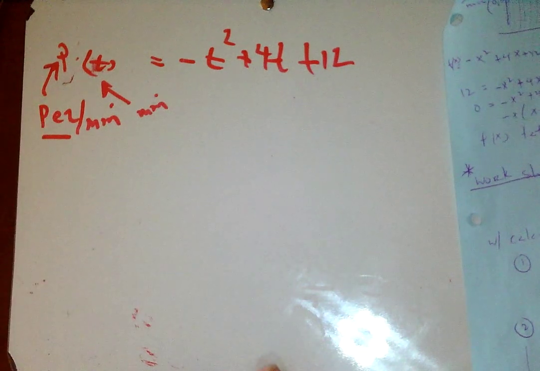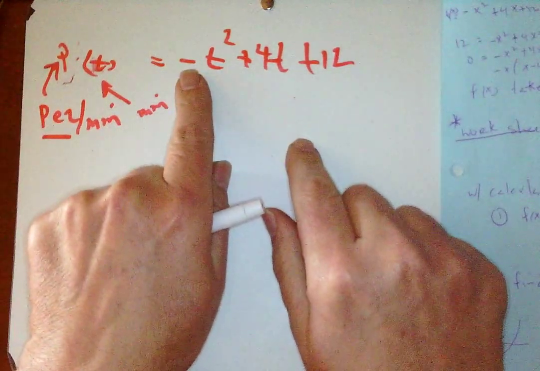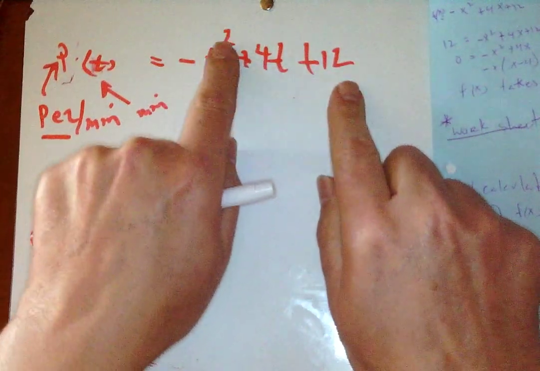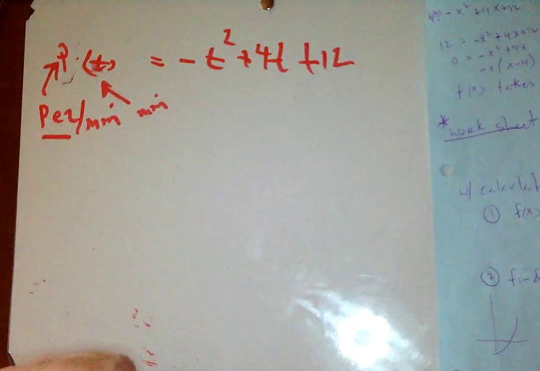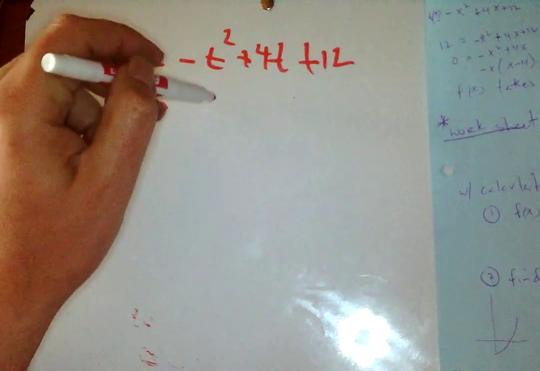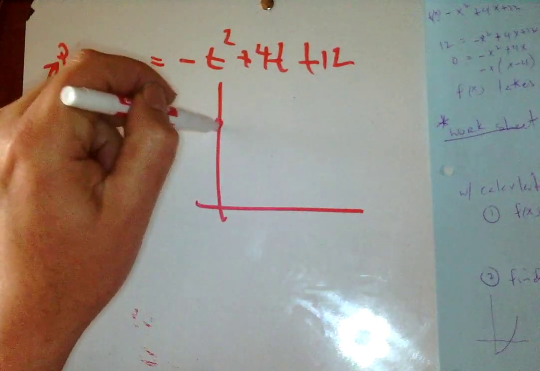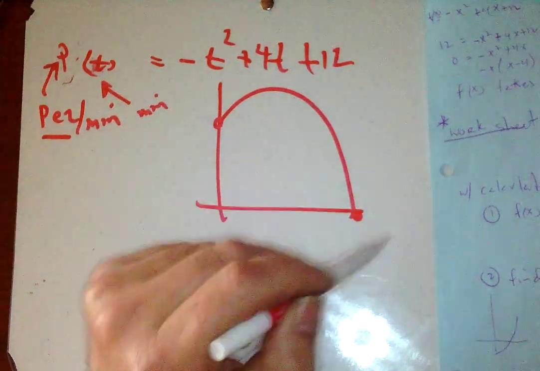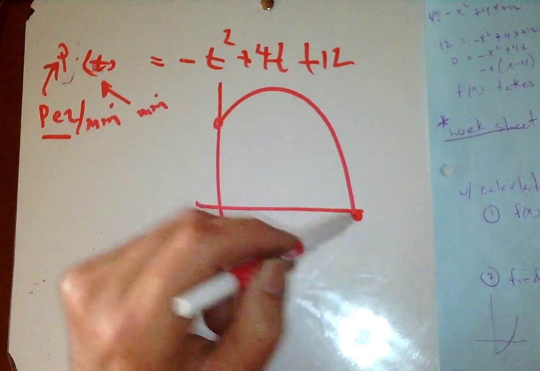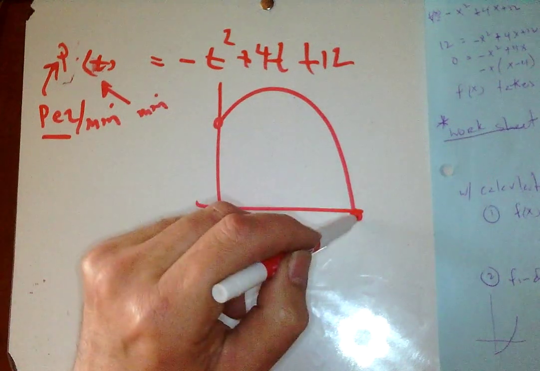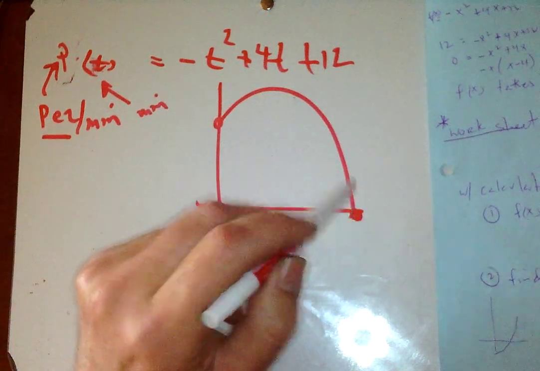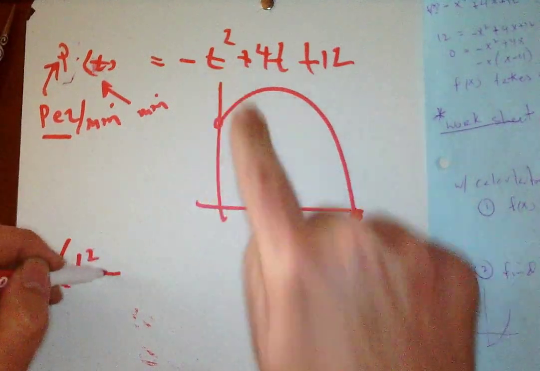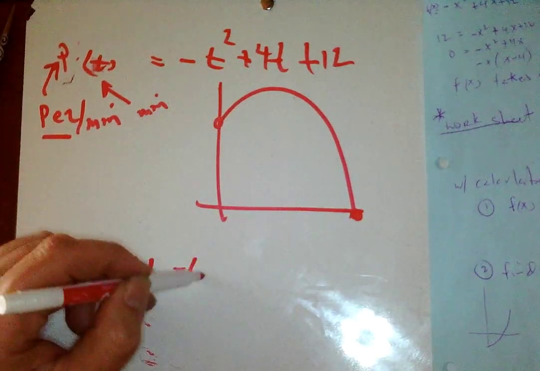Now, from our algebra experience, we know this is a parabola that opens down, and it's got a y-intercept, or in this case, a P-intercept of 12. So my parabola looks like that. When does this parabola hit the ground? When do I have this 0 here? Well, let's factor out the negative: t squared minus 4t minus 12.